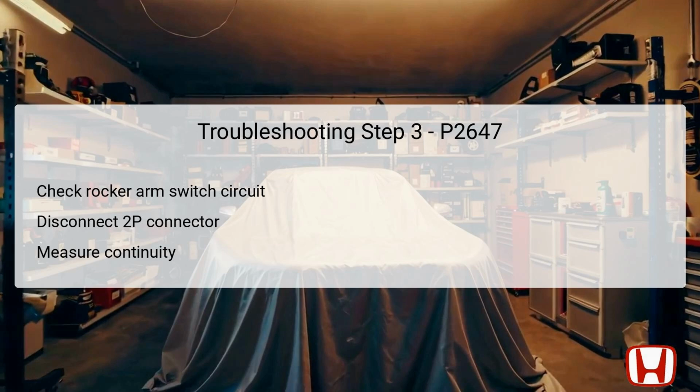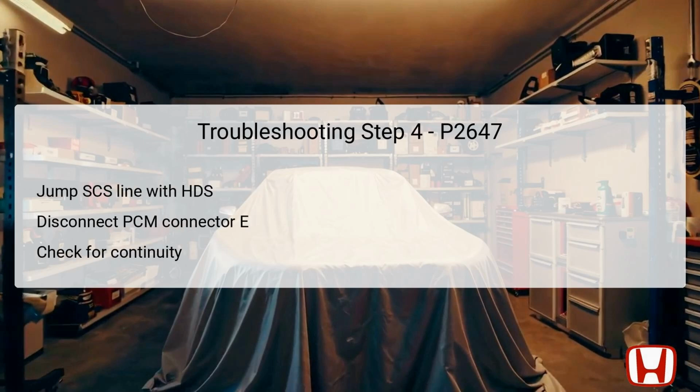Test point 1 corresponds to the switch side of the 2P connector, while test point 2 is the second wire on the same connector. If continuity is confirmed between these test points, it suggests that the internal wiring of the rocker arm oil pressure switch is intact, allowing you to move on to the next troubleshooting step. If there is no continuity, the rocker arm oil pressure switch may need replacement.